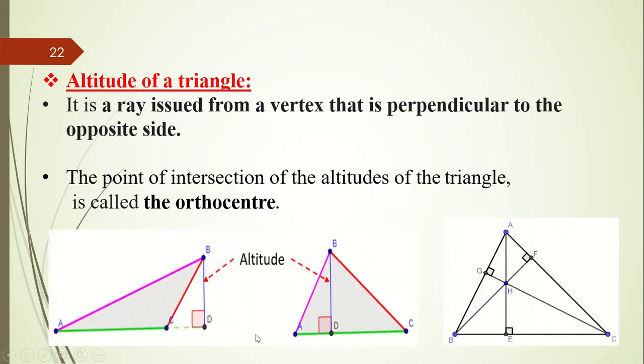Okay, in this example, we want to draw the altitude BD. So if you want to draw the altitude BD, it's a ray issued from B to the opposite side AC. Okay, so we extend AC to draw the perpendicular. And in a triangle we can draw 3 altitudes, and the point of intersection of the 3 altitudes is called the orthocenter.